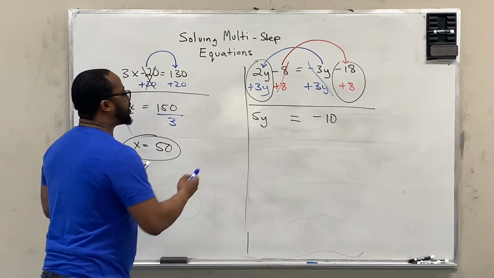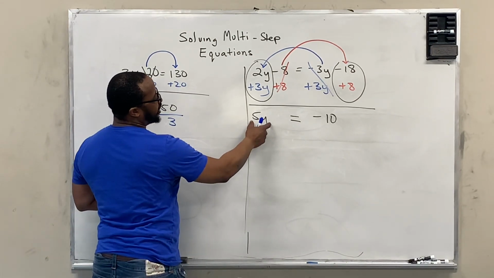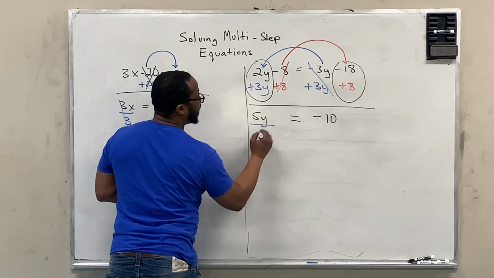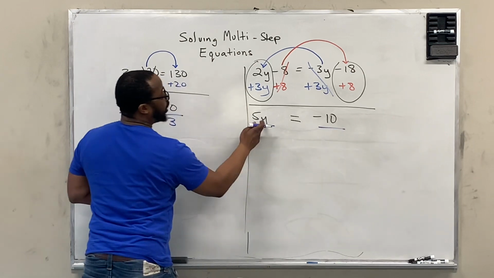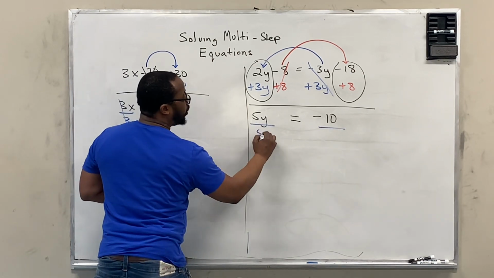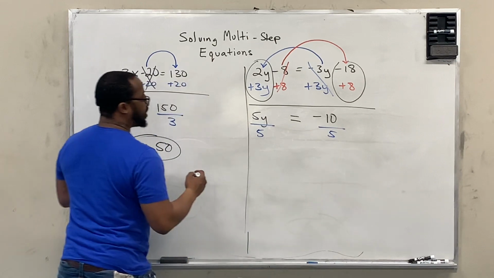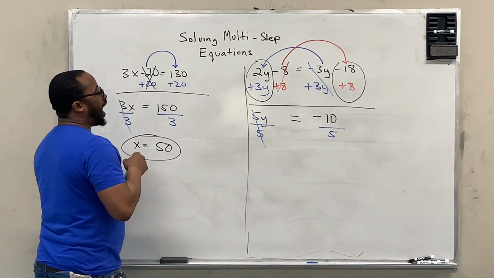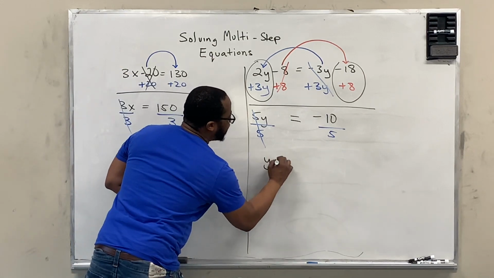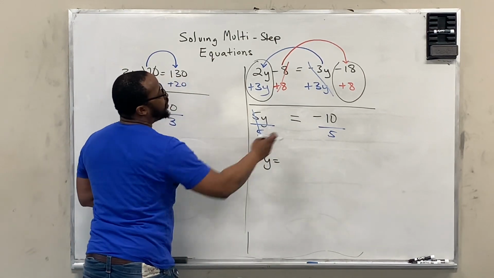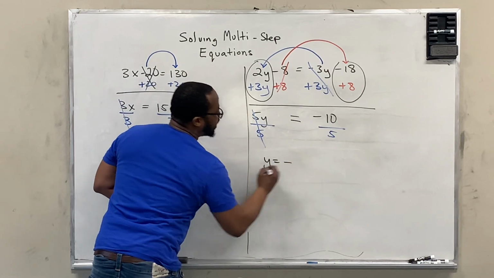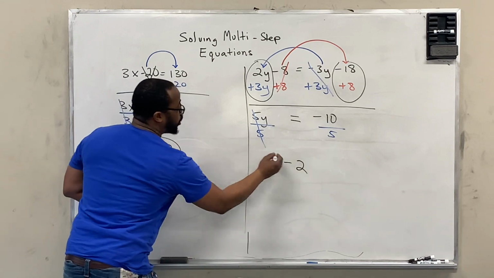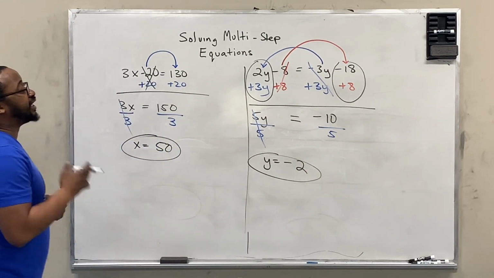Remember what I said, look at the relationship between the variable and the constant, the coefficient, they're multiplying. The opposite of multiplication, we're going to divide by whatever is next to the variable, which is a positive 5, on both sides. This is going to cross out. Now it gives me just the y. y is going to be equal to negative 10 divided by 5, so negative divided by positive is negative. Then 10 divided by 5 is going to be 2. So y is going to be equal to negative 2.